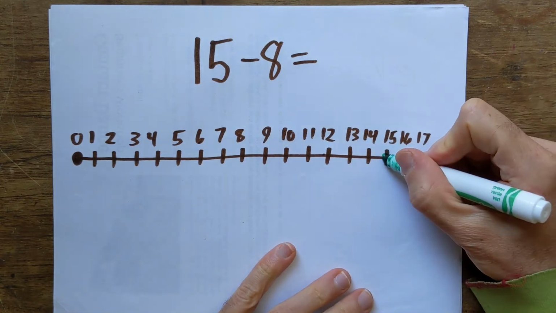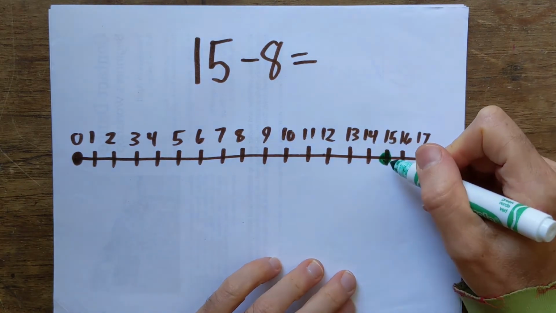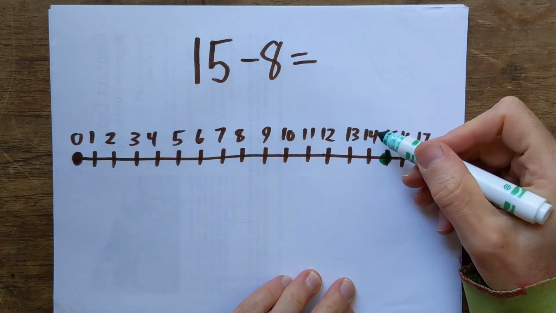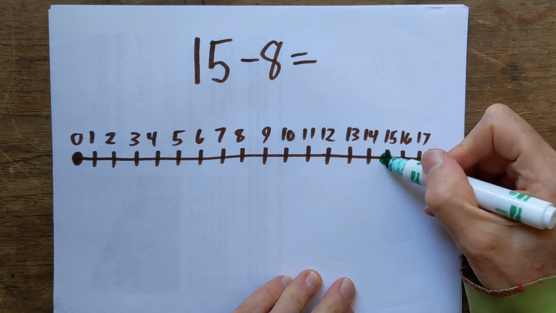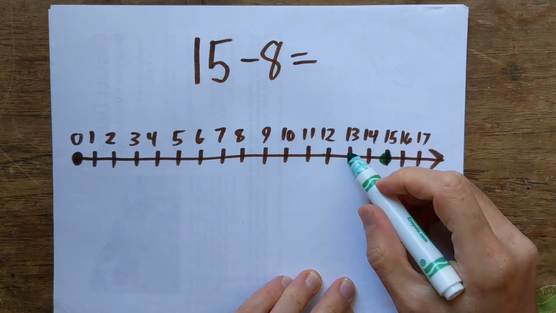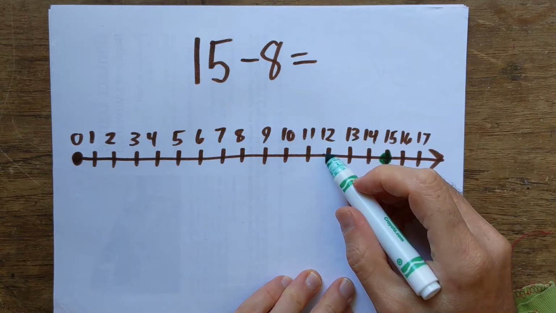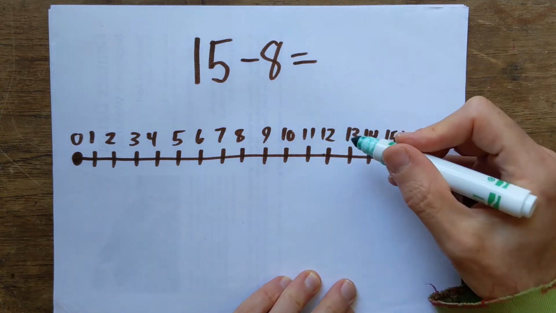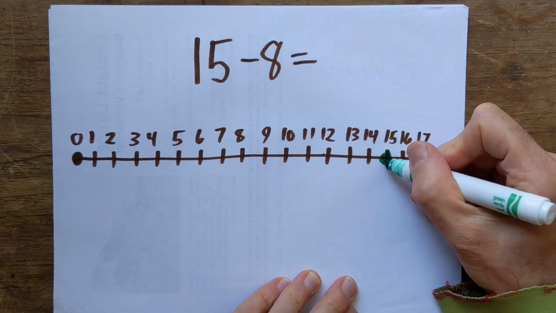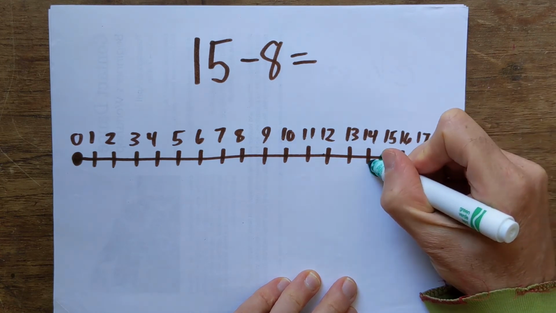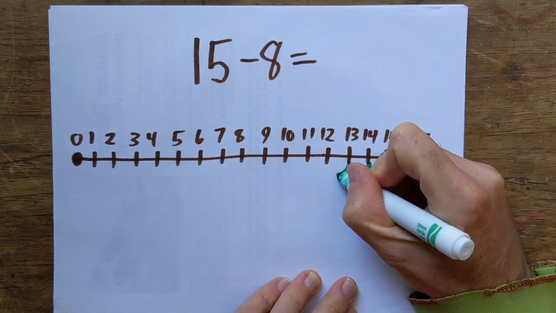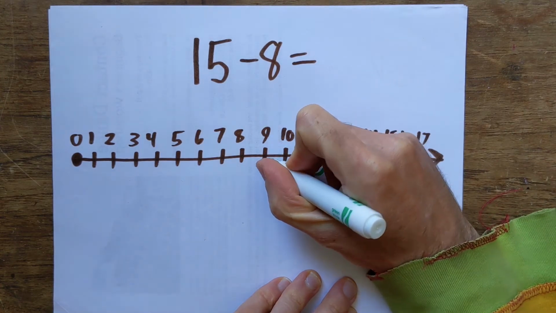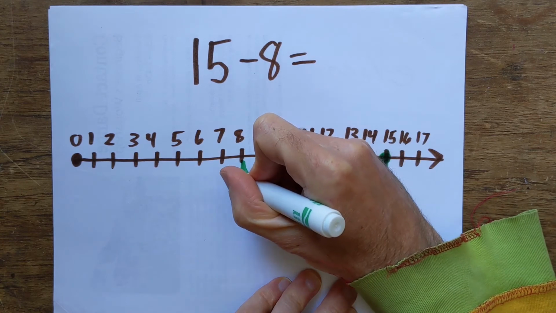I start at 15, and now I'm going to go back 8 this way, because when I take 1 away, it goes to 14. And then when I take another away, it goes to 13. And take away another one, it goes to 12. Each time I take away 1, the number becomes 1 lower. So let's take away 8. Count with me. 1, 2, 3, 4, 5, 6, 7, 8.